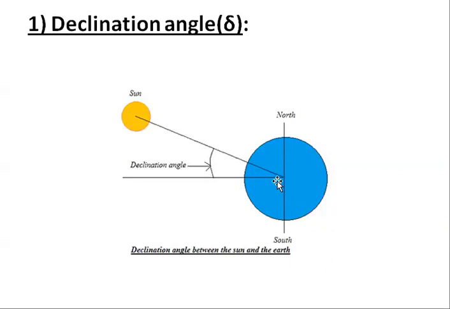This line indicates the earth's equatorial. I consider only the left side part. This total line indicates the earth's equatorial. So the angle made by this center-joining line with the earth's equatorial is called the declination angle. So the declination angle can be defined as the angle between a line extending from the center of the sun to the center of the earth and the projection of this line upon the earth's equatorial plane, and it is represented by delta.